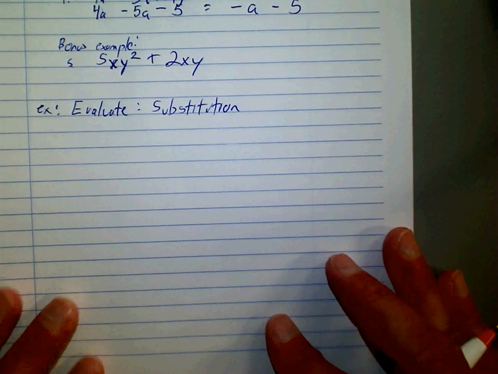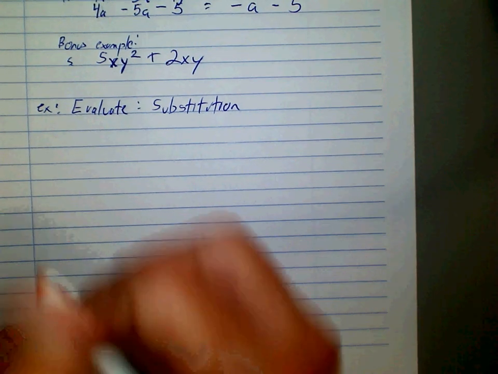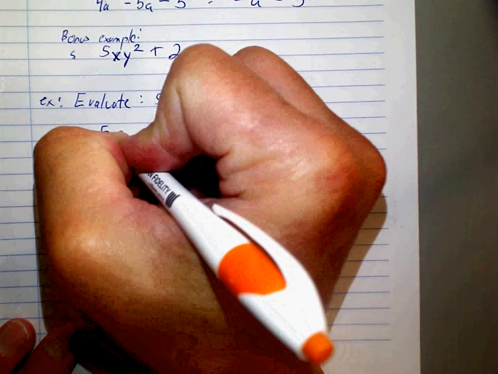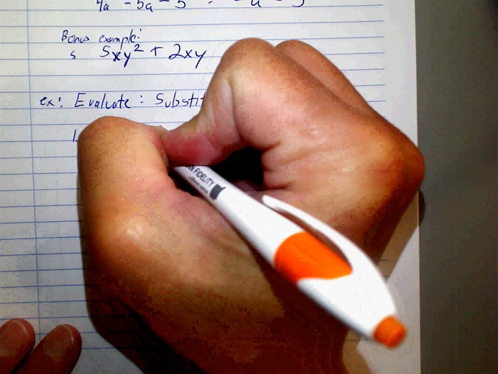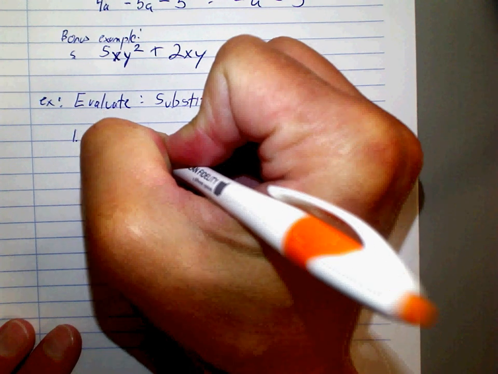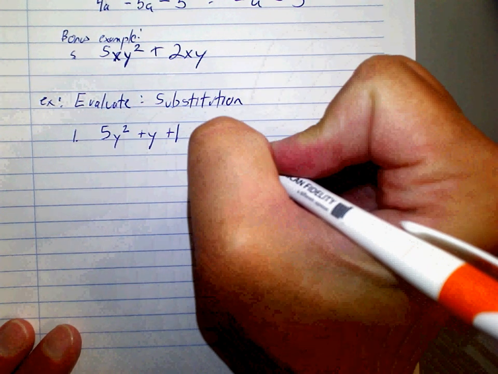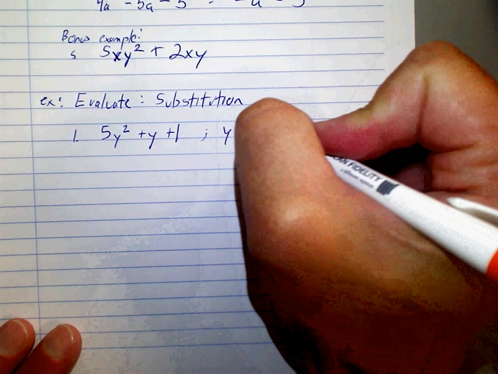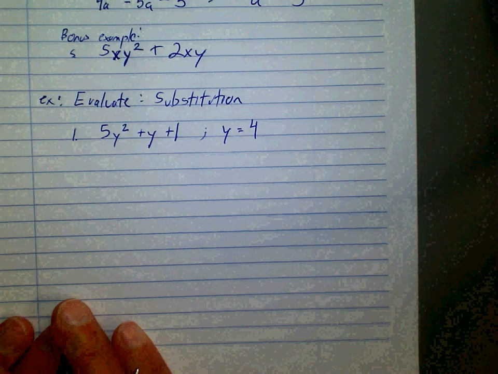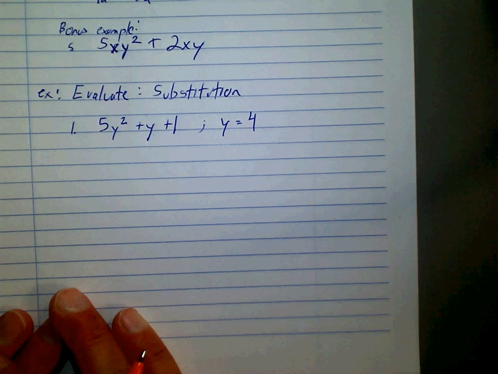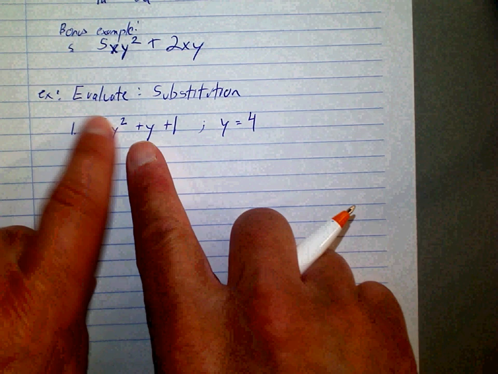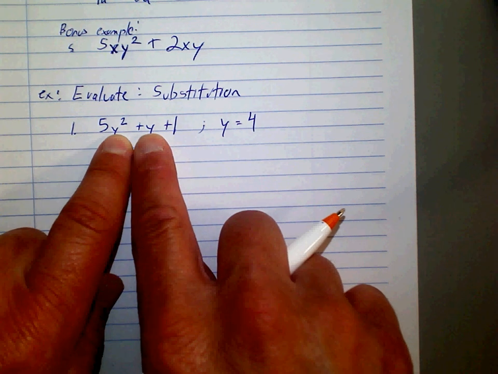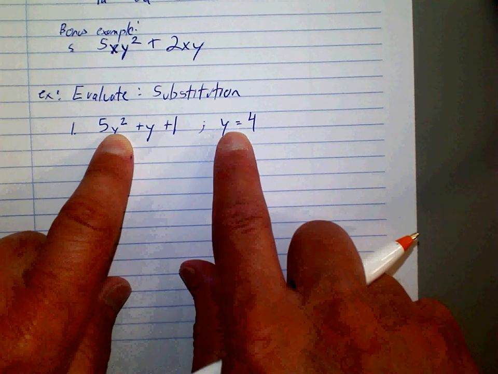So let's say we have an example here where we go 5y squared plus y plus 1, and we say our y's are equal to 4. So this expression over here has y's in a couple places. We can replace or sub out the y with the 4.